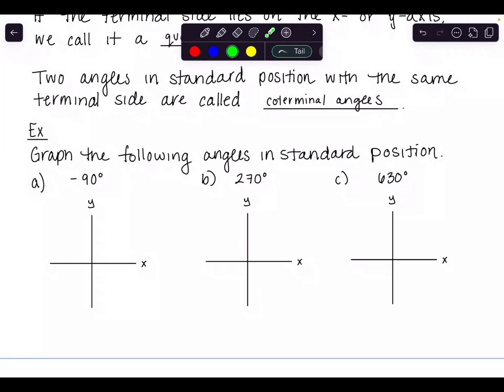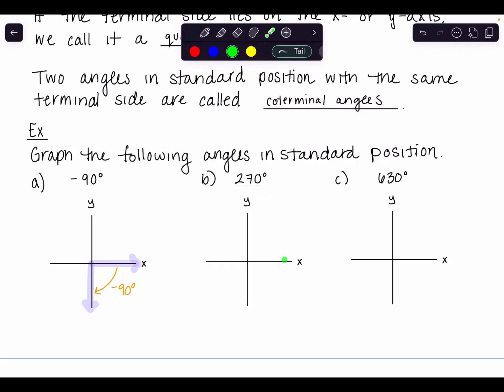So if I'm going negative 90 degrees, that's going to tell me I go in the opposite direction. So instead of going counterclockwise, the negative angle tells me to go clockwise. So my initial side is going to start here on the x-axis, and then I need to go down 90 degrees, and I'm going to end right here on the negative y-axis. So this is our angle. From here to here is negative 90 degrees. So this is a quadrantal angle.